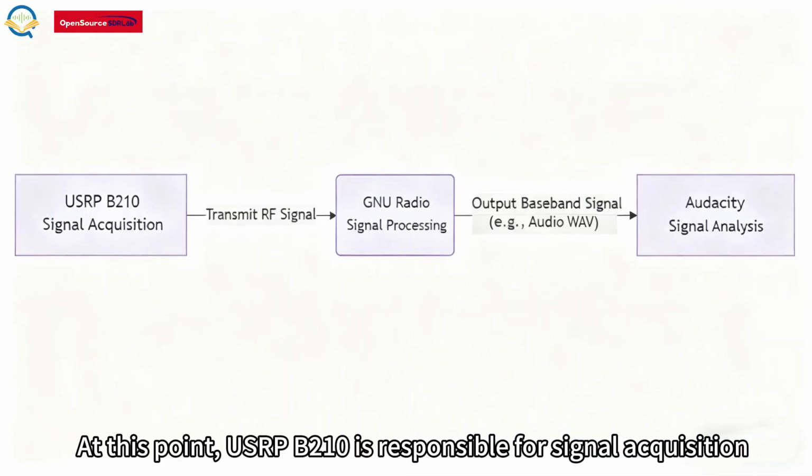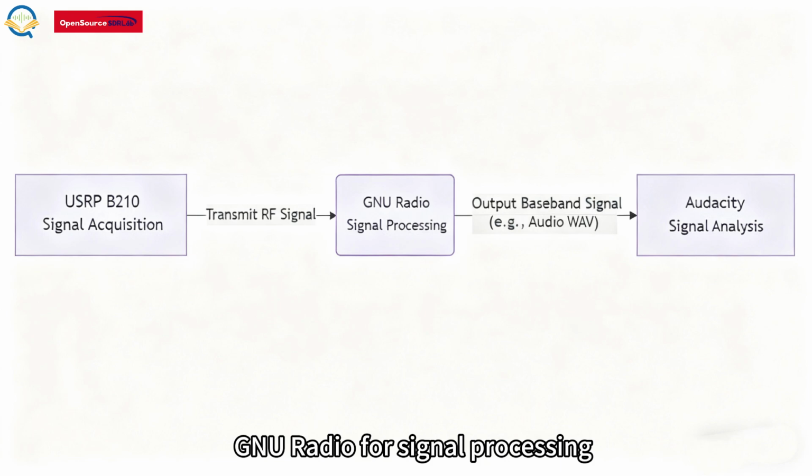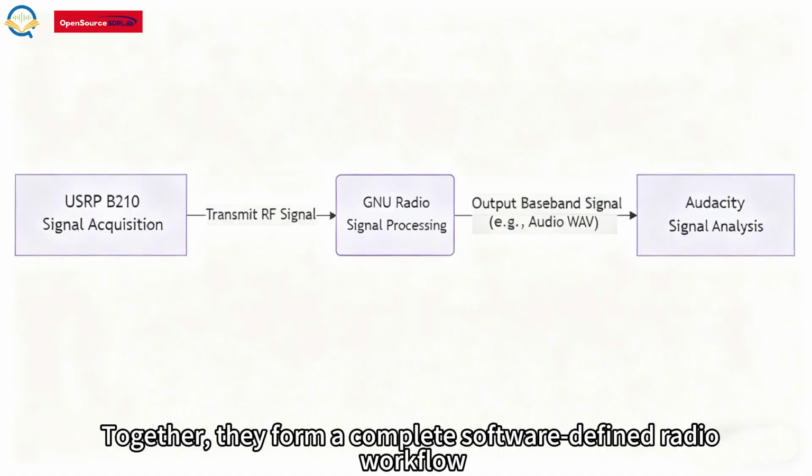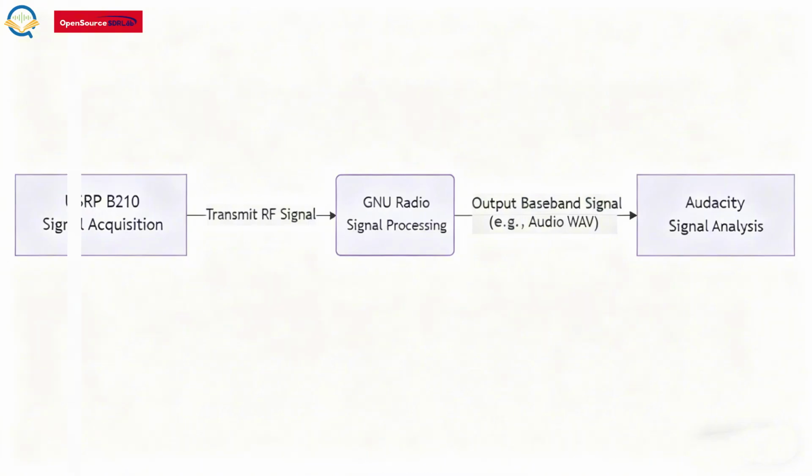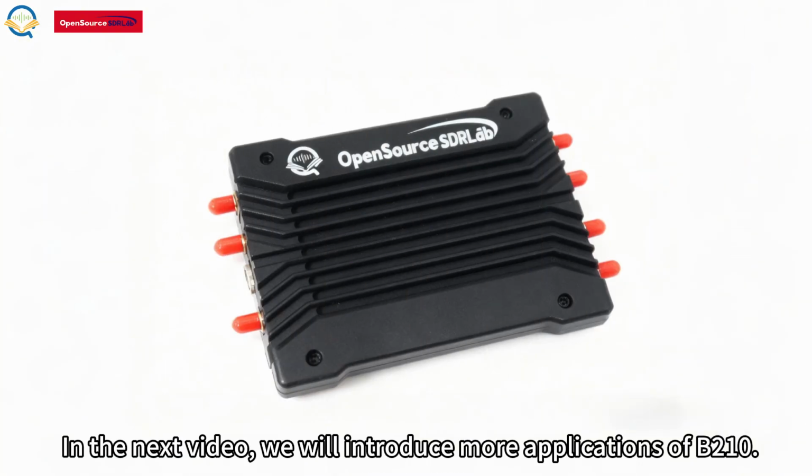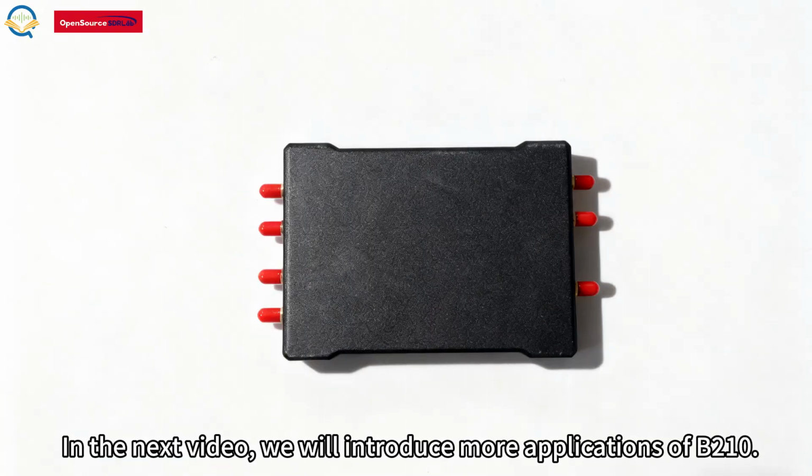At this point, USRP B210 is responsible for signal acquisition, GNU Radio for signal processing, and Audacity for signal analysis. Together, they form a complete software-defined radio workflow. In the next video, we will introduce more applications of B210.